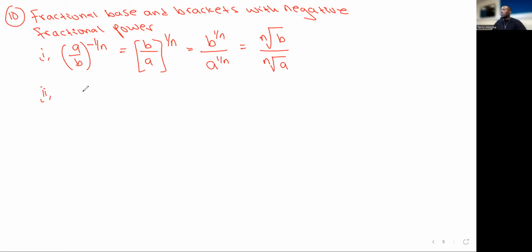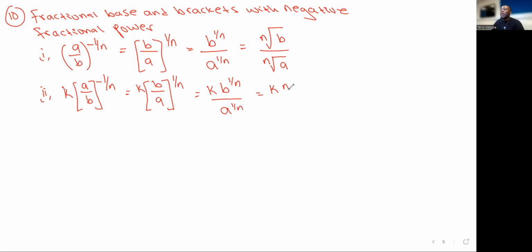So have a constant for this. The constant will be K times (A over B) to the power minus 1 over N. So the constant stays, and you flip this. It's going to be B over A to the power 1 over N. And that will give us K, B^(1/N) divided by A^(1/N). And the same thing is K times the nth root of B, divided by the nth root of A. All right?